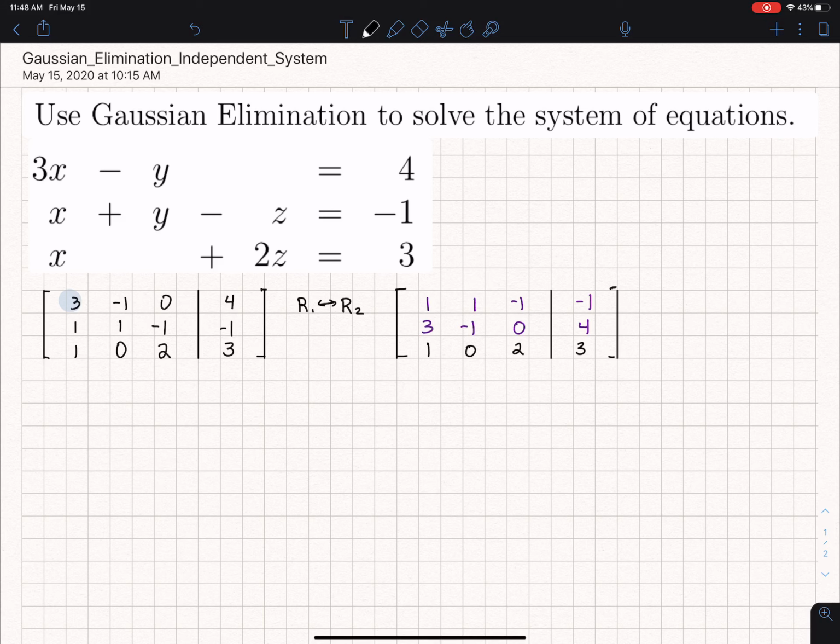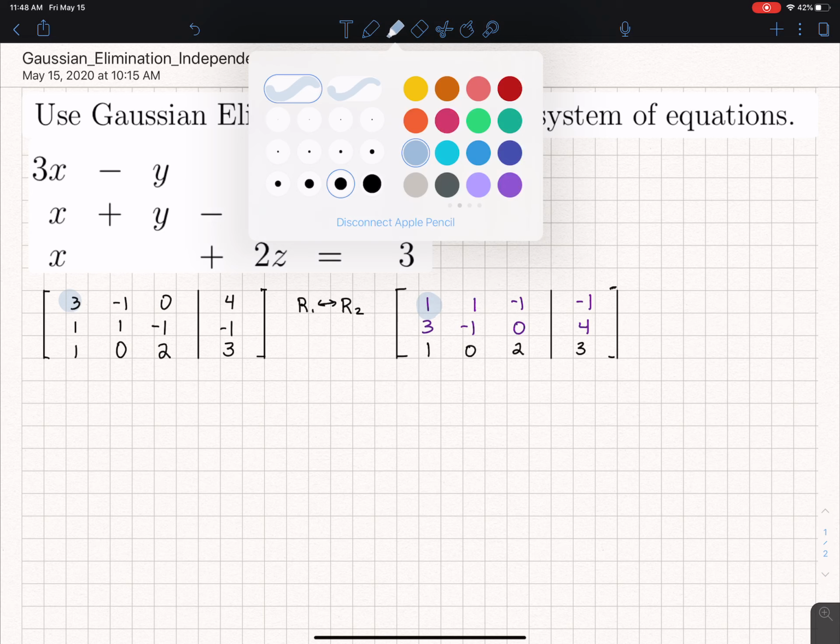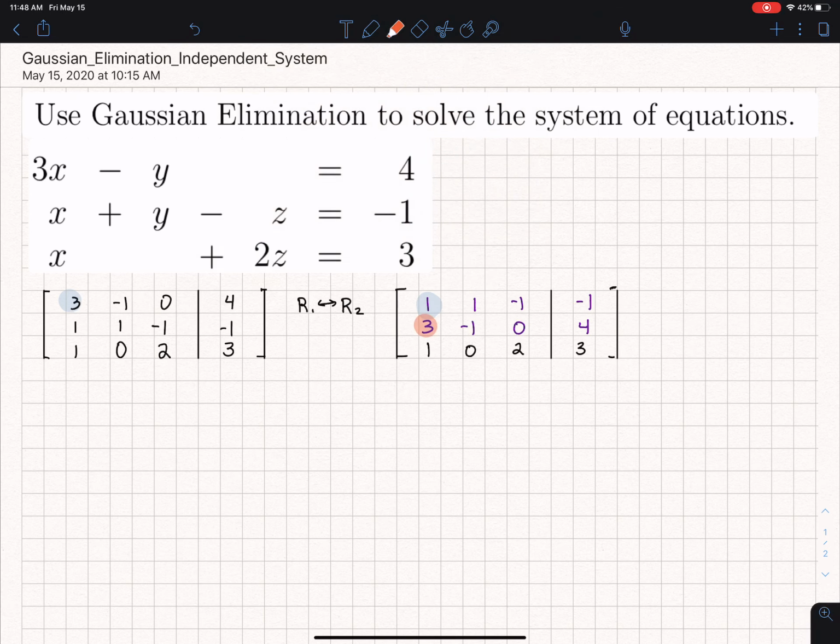Then what I have is, as we see, in the top left, on the first row, that's a 1. That's our start. And what we want is to have zeros below that. So below the 1, we have 3, but we want it to be 0. So what I'm going to do is multiply row 1 by negative 3 and add it to row 2. Put that in the row 2 position.